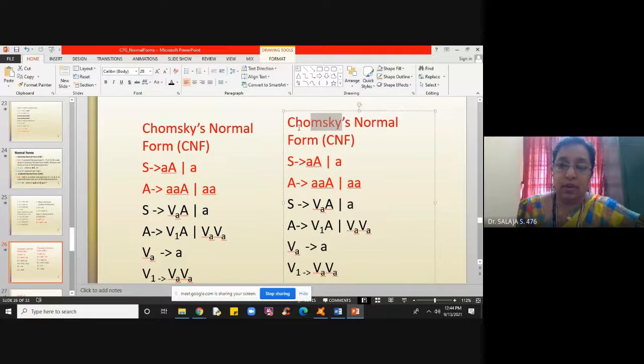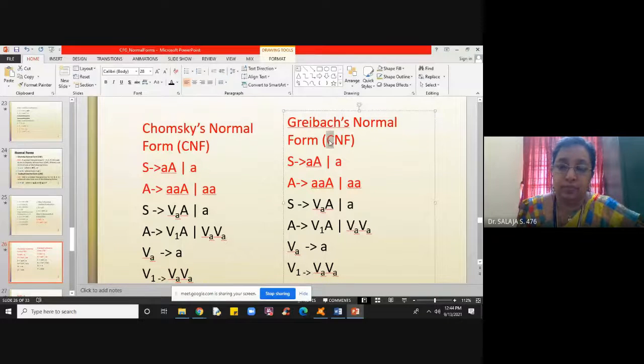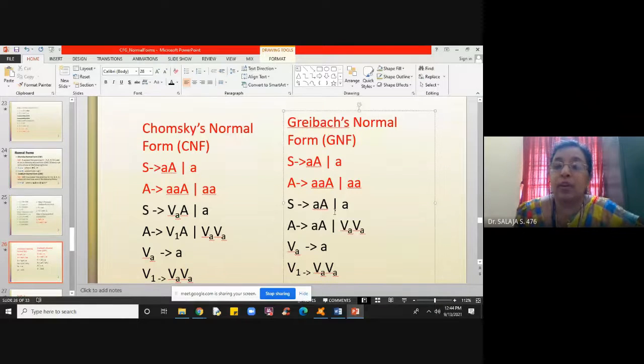We'll go ahead with Greibach's normal form. Now what happens? A terminal followed by any number of variables is allowed. So this follows your GNF form. I'm not going to change it. The first production follows the GNF form, which I'm not going to change. What about the next one? In the next one, the first character has to be a terminal followed by any number of variables.